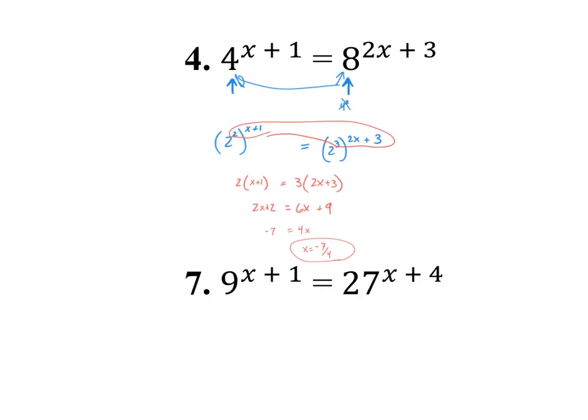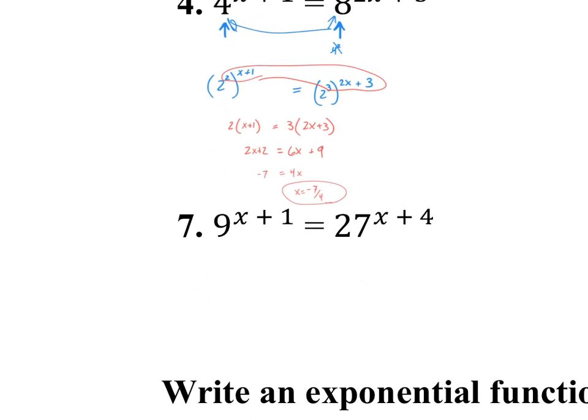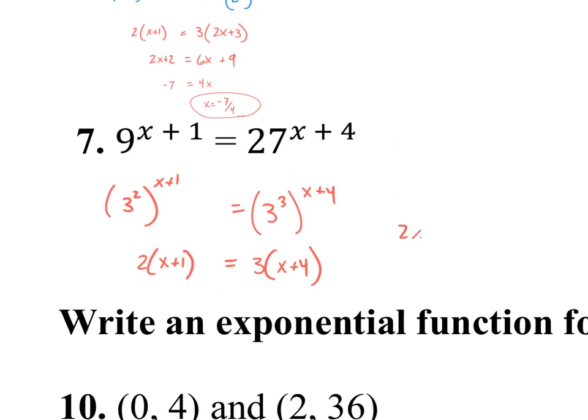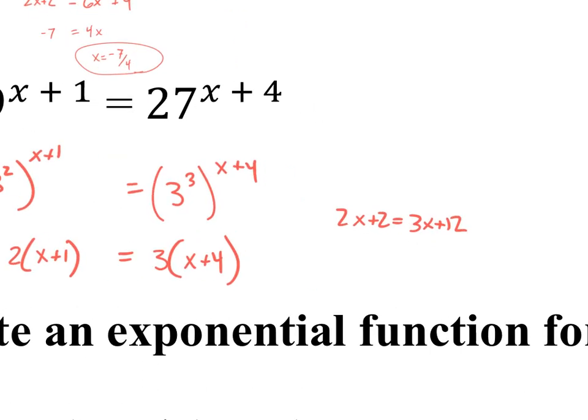Let's go ahead and look at number 7, which is another scenario where that will happen. You might recognize 9 and 27 are both powers of 3. And that's really the visualization step you'll need on that, is to recognize that that is indeed the case. And then we'll set our exponents equal. Alright, so we'll get 2x plus 2 is equal to 3x plus 12.